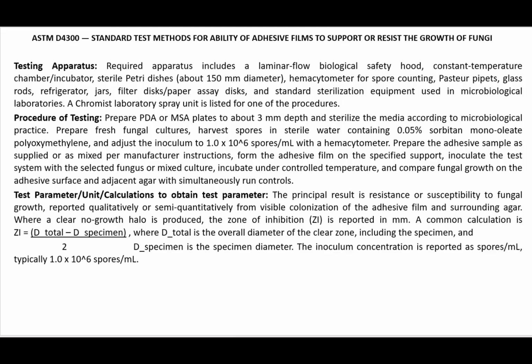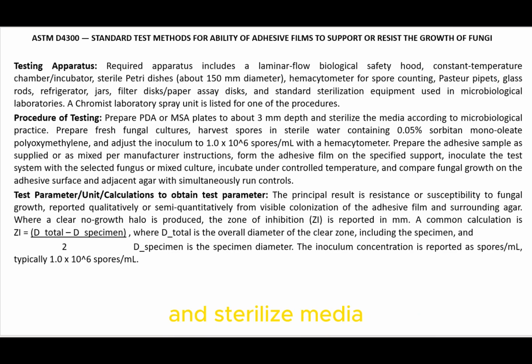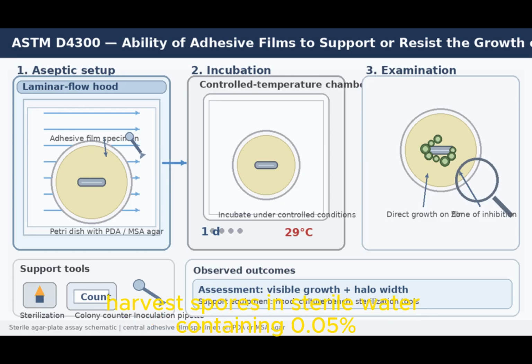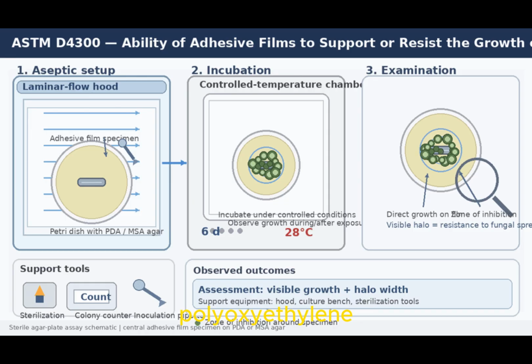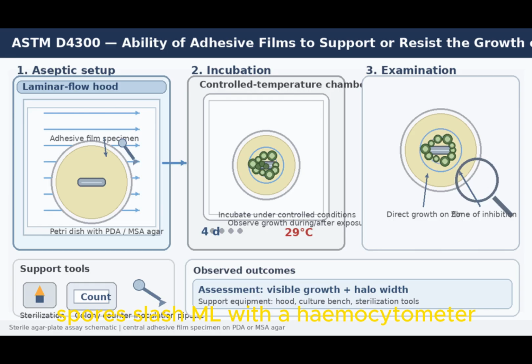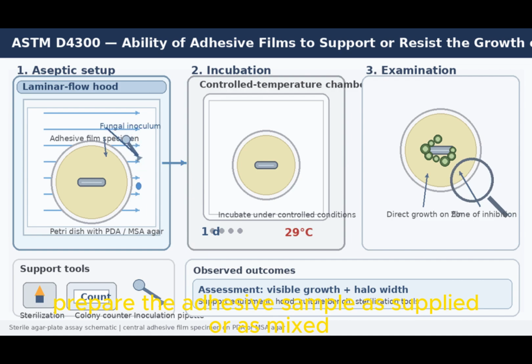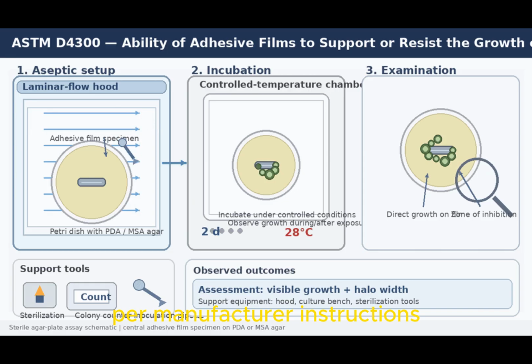Procedure of testing: prepare PDA or MSA plates to about 3 mm depth and sterilize media according to microbiological practice. Prepare fresh fungal cultures, harvest spores in sterile water containing 0.05% sorbitan monooleate polyoxyethylene, and adjust the inoculum to 1.0 times 10 to the power of 6 spores/ml with a hemocytometer. Prepare the adhesive sample as supplied or as mixed per manufacturer instructions.